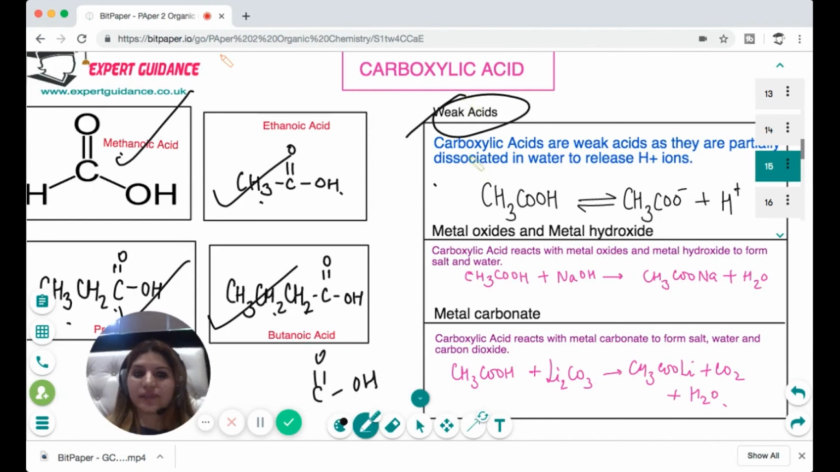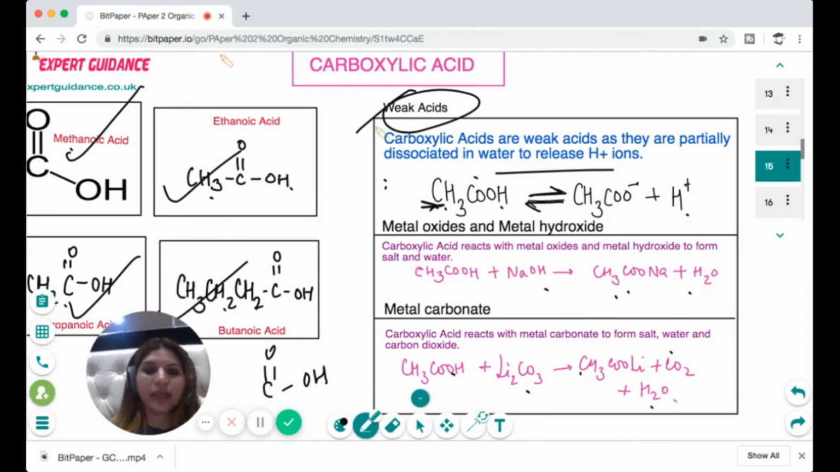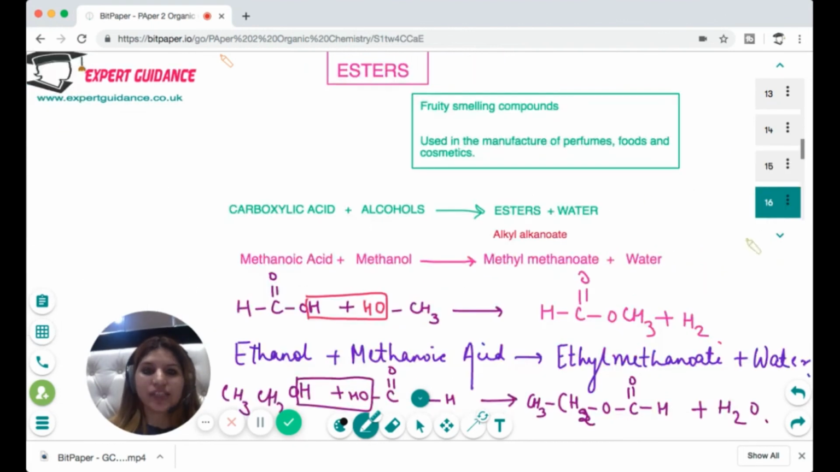Now, carboxylic acids are considered weak acids, and they'll ask you in the exam why it is a weak acid. So you have to give this definition that weak acids are those which are partially dissociated in water to release H plus ions. And then you have to give this equation, CH3COOH breaks into CH3COO minus plus H plus. Now, since it's an acid, it reacts with metal oxides and hydroxides to form salt and water, and it reacts with carbonates to form salt, carbon dioxide and water. Okay, so I hope you remember these reactions and why carboxylic acid is a weak acid.